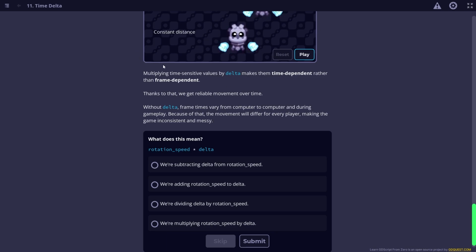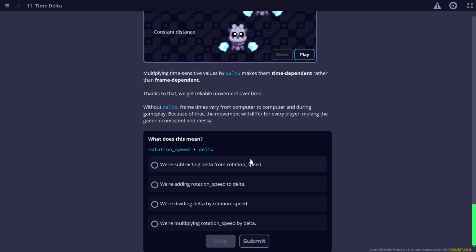Multiplying time-sensitive values by delta makes them time-dependent rather than frame-dependent. True. Thanks to that, we get reliable movement over time. Without delta, frames vary from computer to computer during gameplay. Because of that, the movement will differ for every player, making the game inconsistent and messy. So just this delta thing, for a mathematical reason that I've witnessed with my eyes and still don't understand, but I saw the math happen. I understood that math happened.